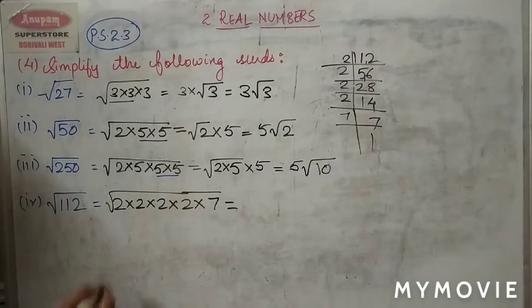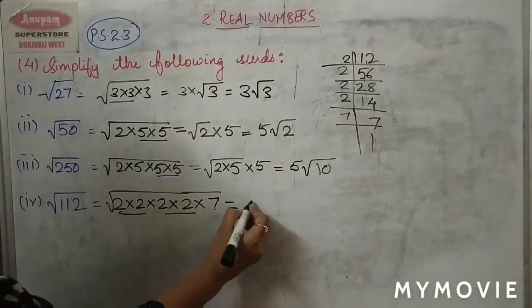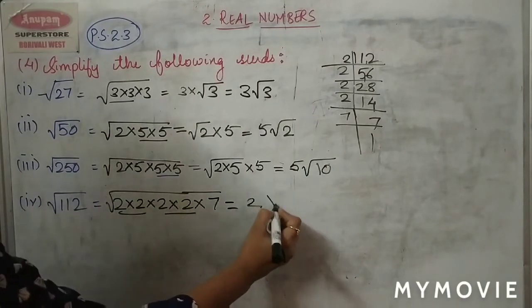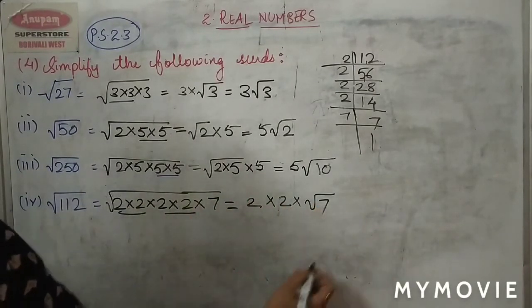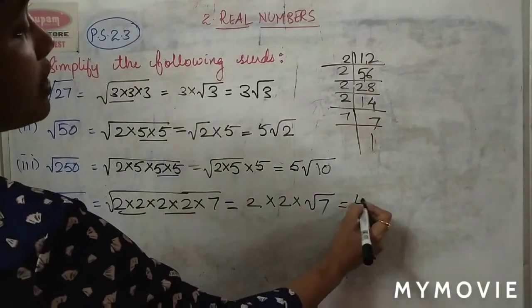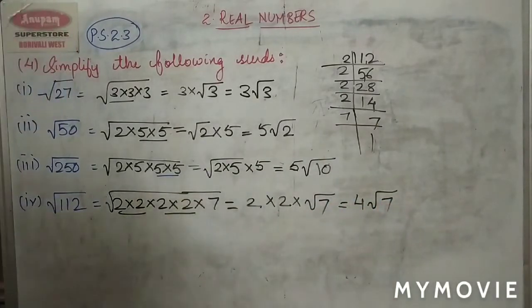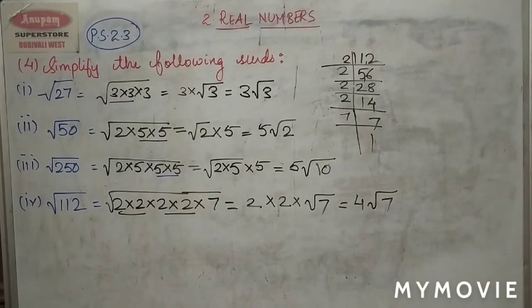Okay, now since there is a square root, I'll make pair of 2 numbers. So for this 2 I write down 1 2, for this I write down 1 2, and 7 does not have a pair, so it will remain square root of 7. So 2 2's will be 4 square root of 7. This is the answer. Next question, square root of 168.